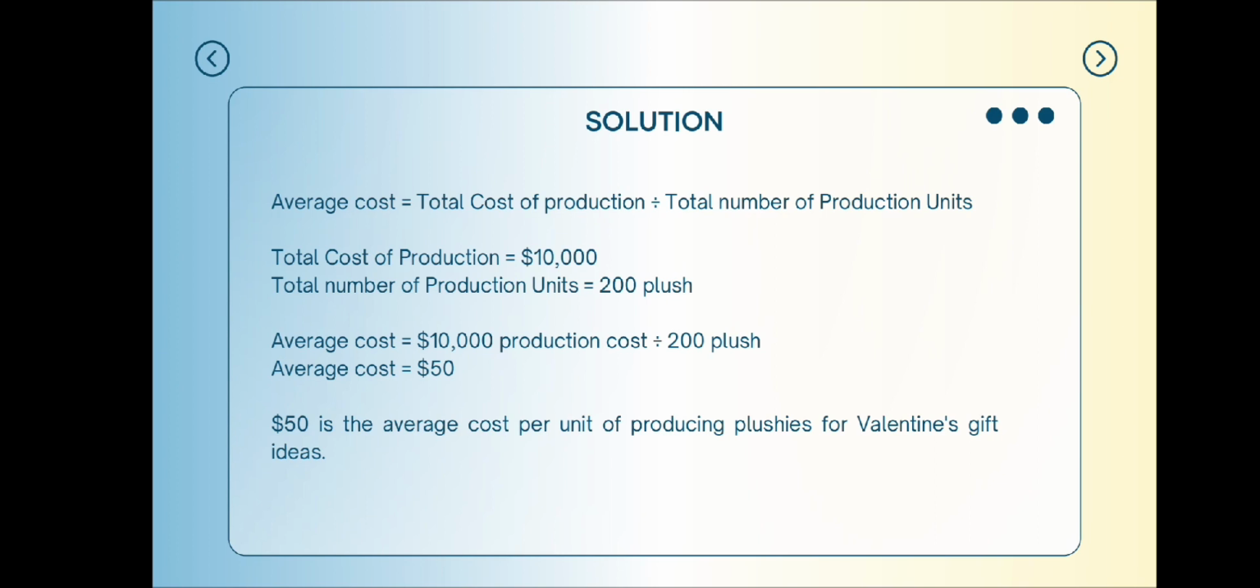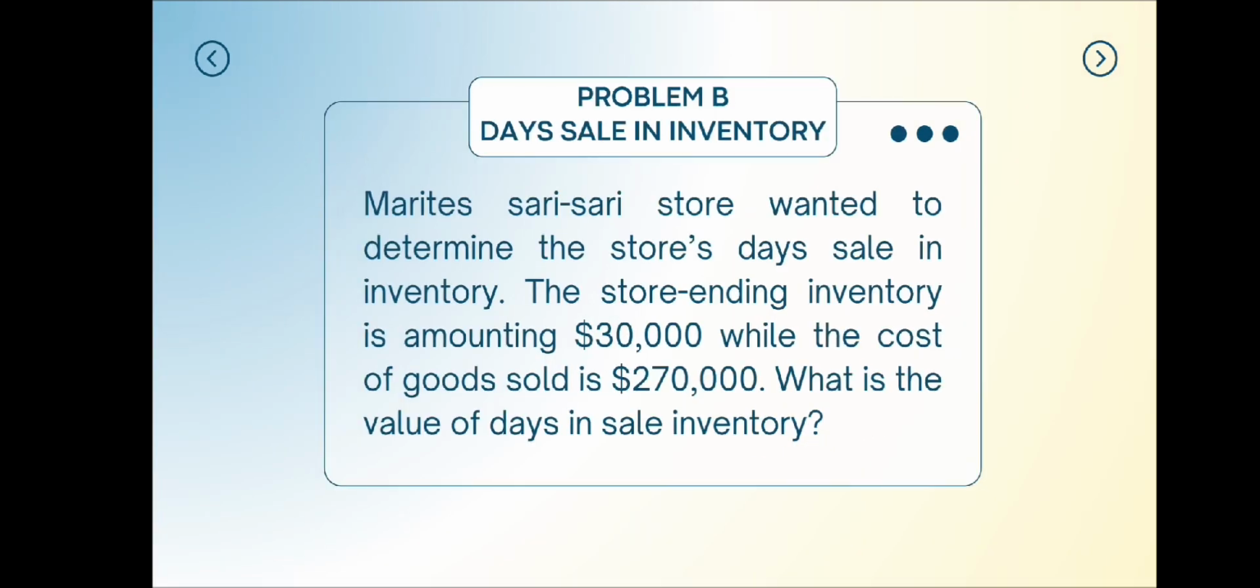Average cost is equal to total cost of production divided by total number of production units. Given provided by the problem are total cost of production, $10,000, and total number of production units, 200. Average cost is equal to $10,000 divided by 200, which is equal to $50. $50 is the average cost per unit in producing plushies for Valentine's gift ideas.